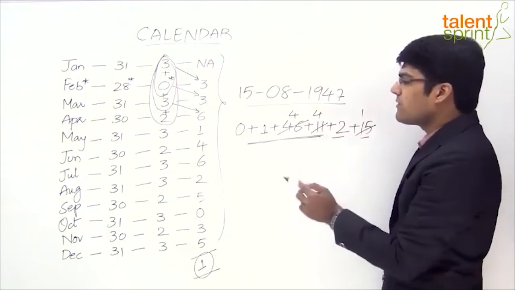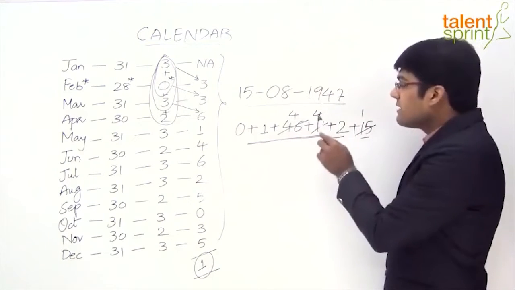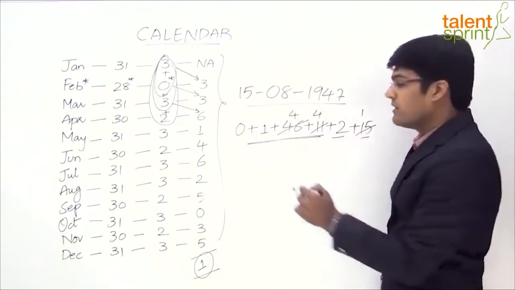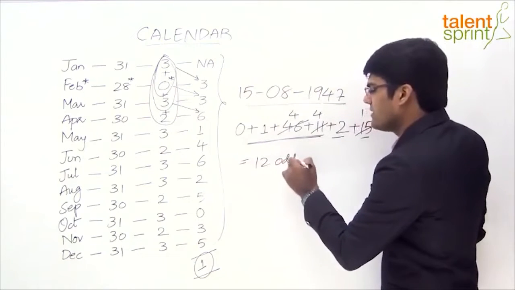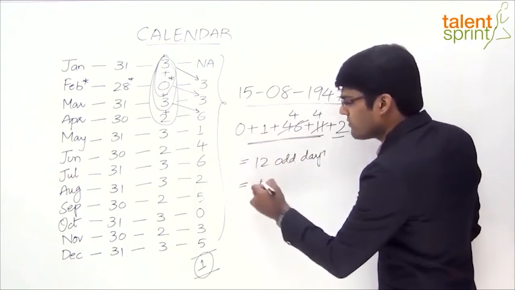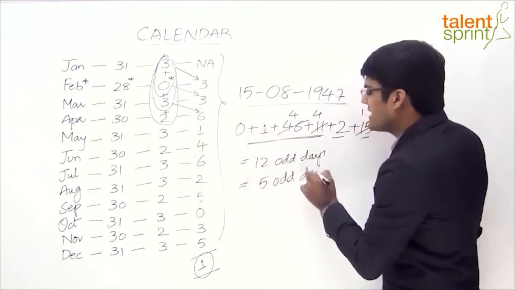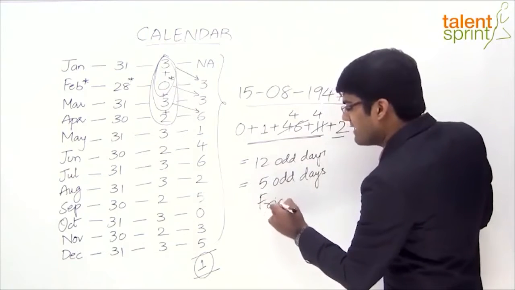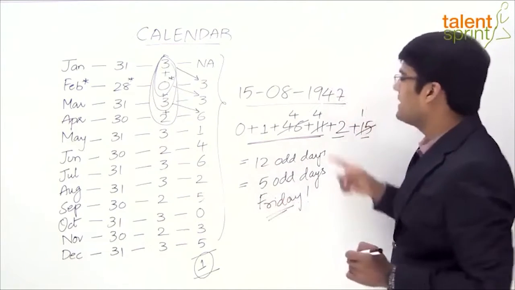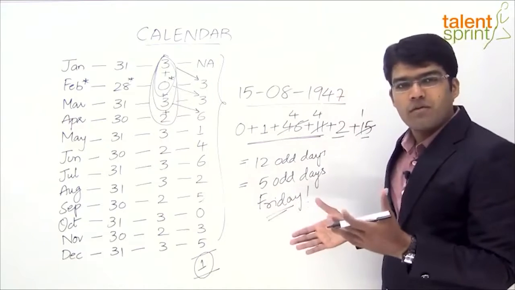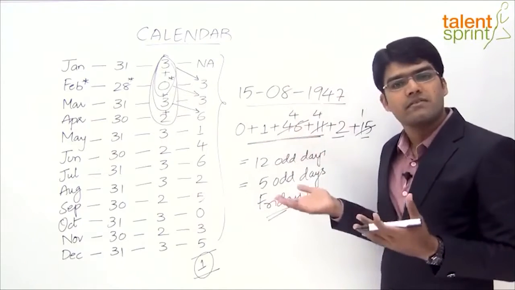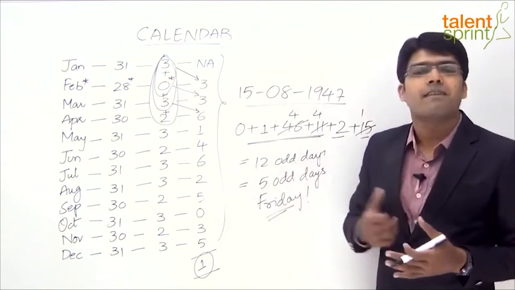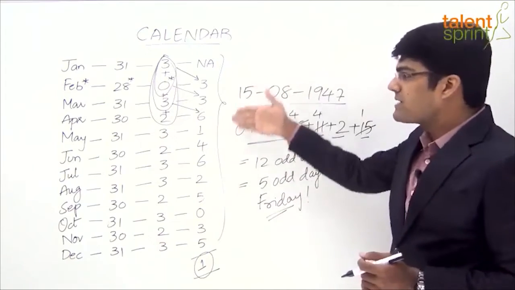Now add and find out the total number of odd days. 1 plus 4, 5. 5 plus 4, 9. 9 plus 2, 11. 11 plus 1, 12. So total 12 odd days. But 12 odd days, you know, is equivalent to 5 odd days, because 12 odd days can be taken as 1 week plus 5 days. And what does 5 indicate? Friday. So we can say that 15th August 1947 was a Friday. In fact, the same answer as the earlier detailed calculation, Friday. Here with the help of this column, that is the code for the month, we can get the answer a little faster. Let's take another example to understand the application of this.